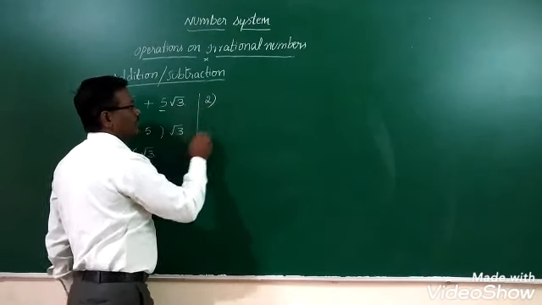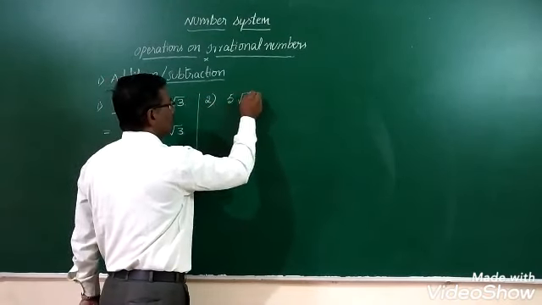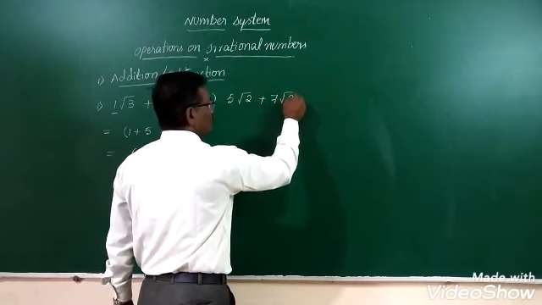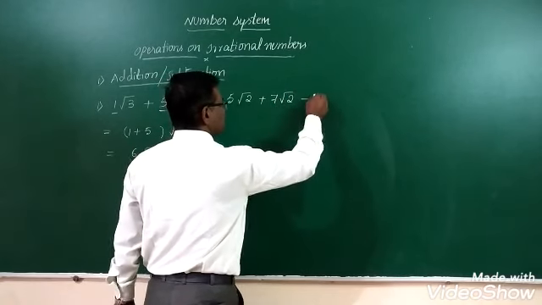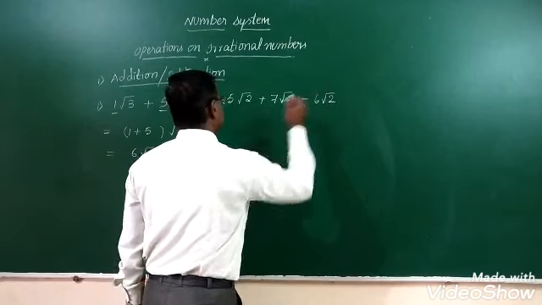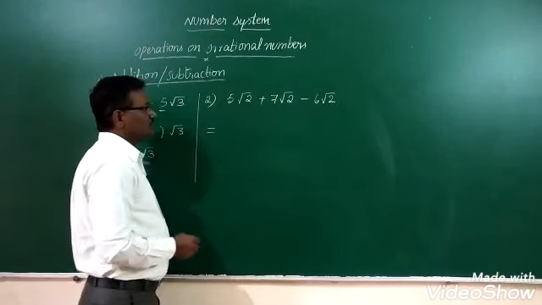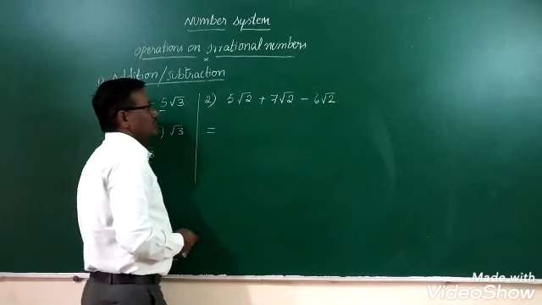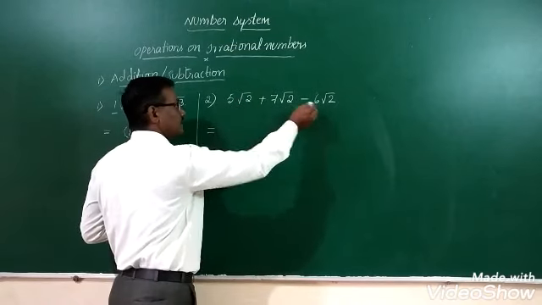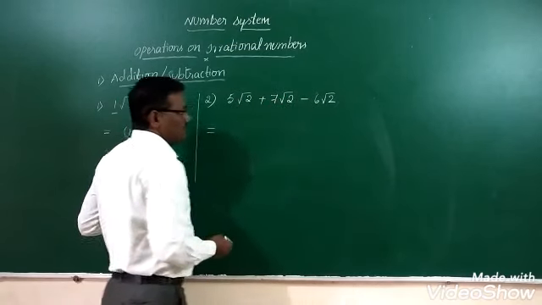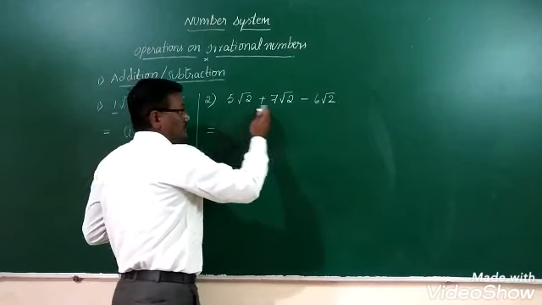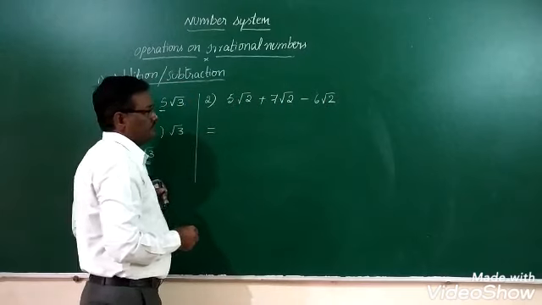Second, 5 root 2 plus 7 root 2 minus 6 root 2. Observe now. First, we can add like terms. Here all are like terms. Root 2 irrational factor. The irrational factor is same. Therefore, which we considered as like terms.